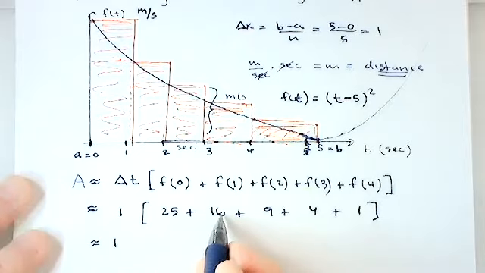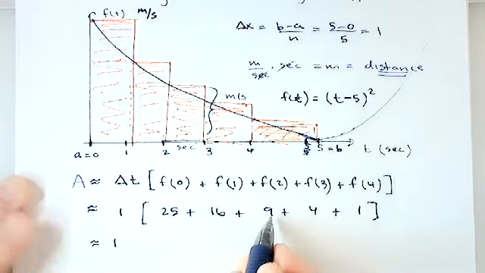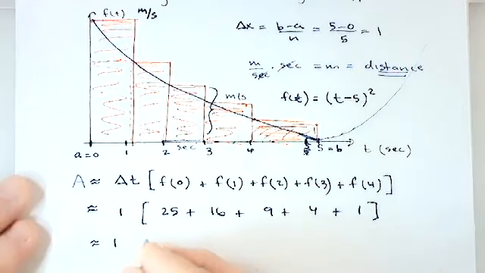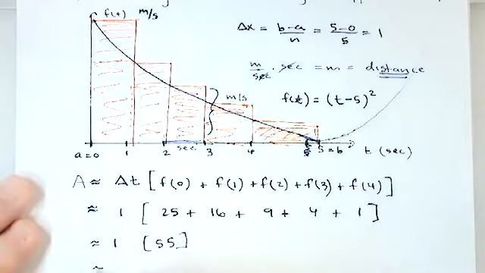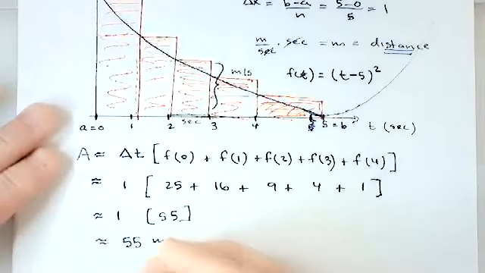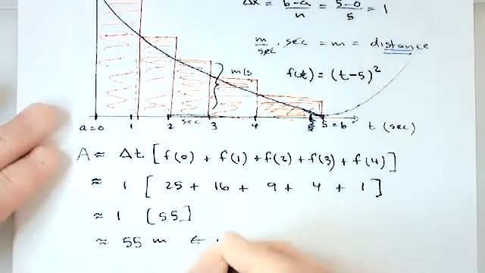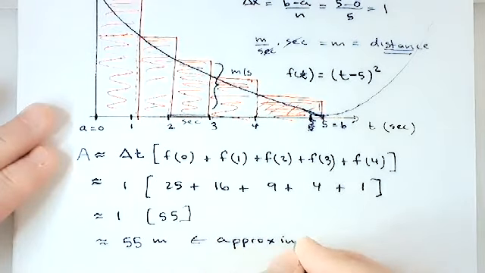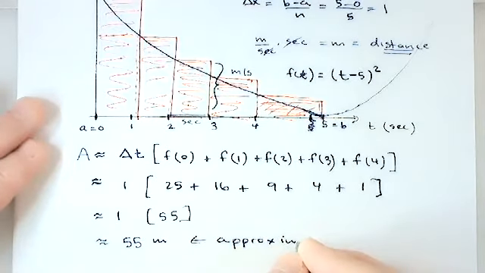25 plus 16 is 41, 50, 55. Okay, and that's times 1. So this would be 55 meters. And so that would represent, this is an approximation, right? This is approximately how far the car traveled as it was braking. Approximately.